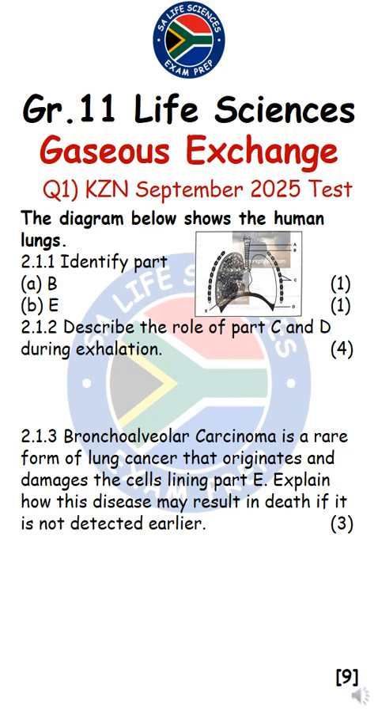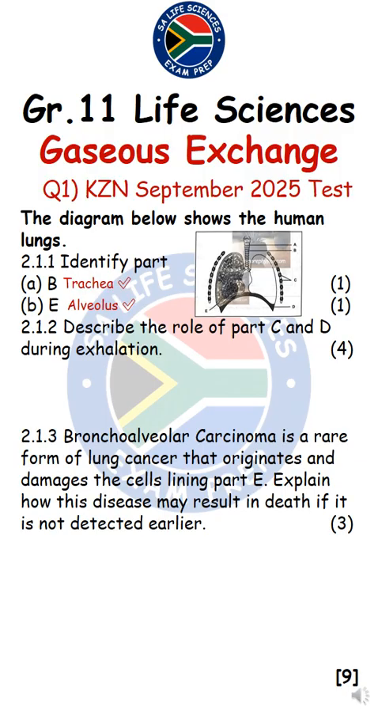For this question, it is only worth 1 mark, and you only need to identify or name the parts. Question 2.1.1, so the answer for B is going to be the trachea. The answer for E is going to be the alveolus. Question 2.1.2, describe the role of parts C and D during exhalation.